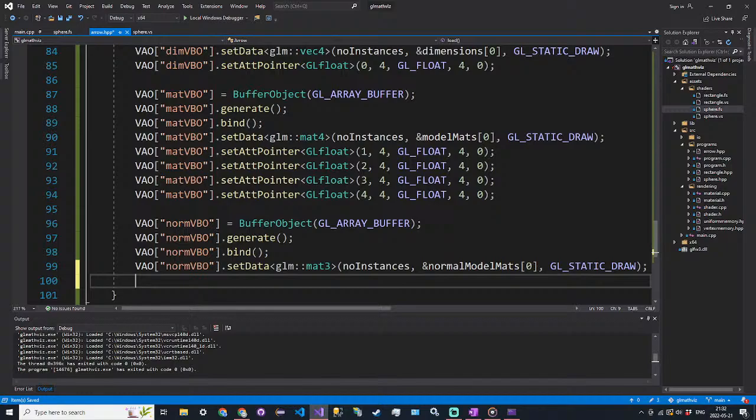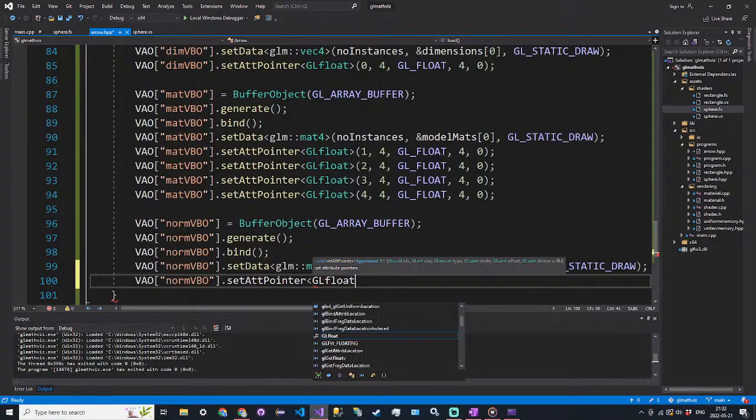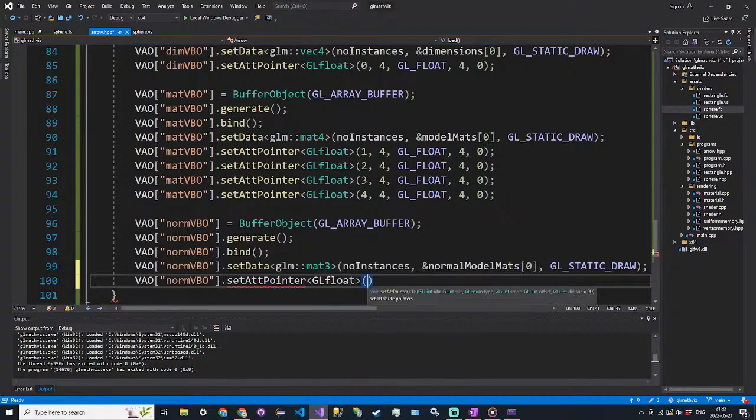And then now for the attribute pointers, there are 3 columns, so we're going to do 3 attributes. So VAO at norm VBO dot set at pointer, it's going to be the same type argument, so GL float. This is going to be index we just pick up after the model matrices, so index 5. It's going to be 3 GL floats. And to get to the next one, I actually made a mistake here.